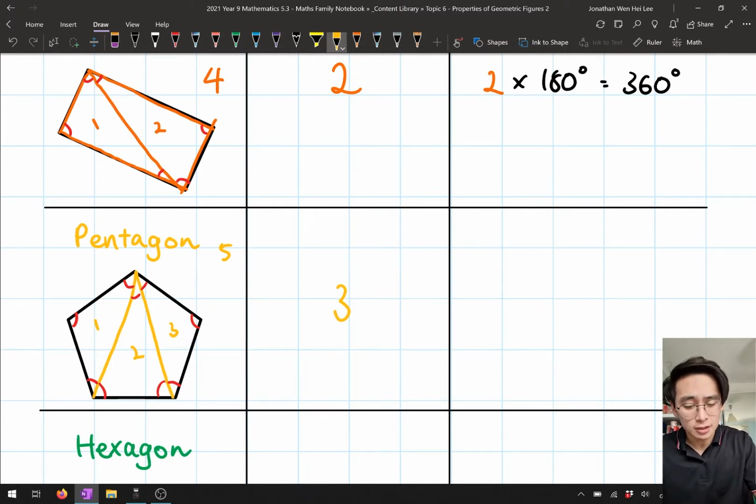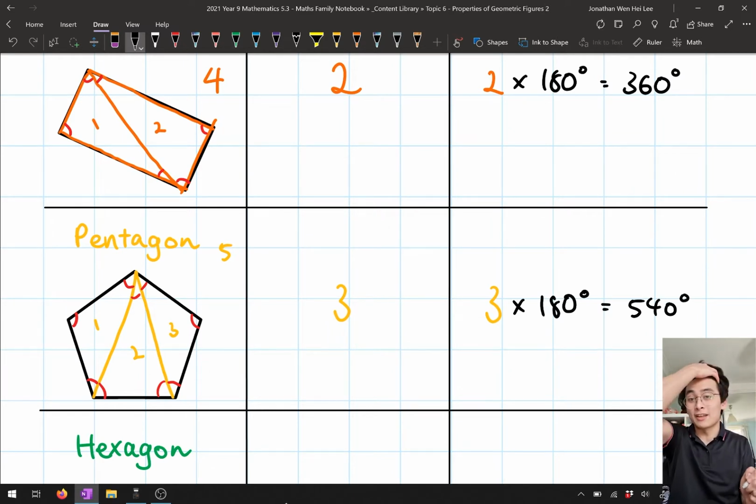And so here for our pentagon, if we want to find the angle sum of a pentagon, all we need to do is just 3 lots of 180 degrees. And so this will give me 540 degrees. So if I wanted to find the angle when I add up all the angles inside any pentagon, any 5-sided shape, it will always give me 540.